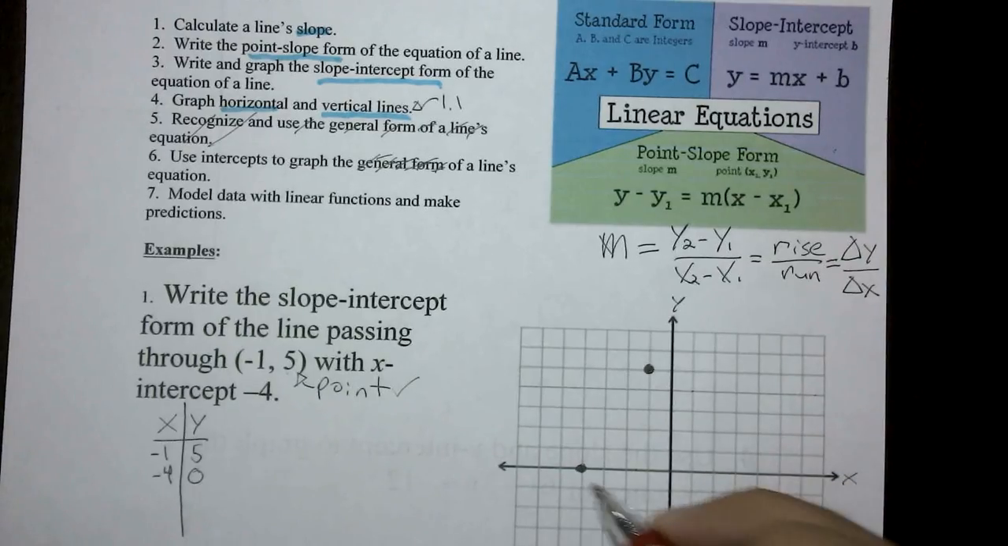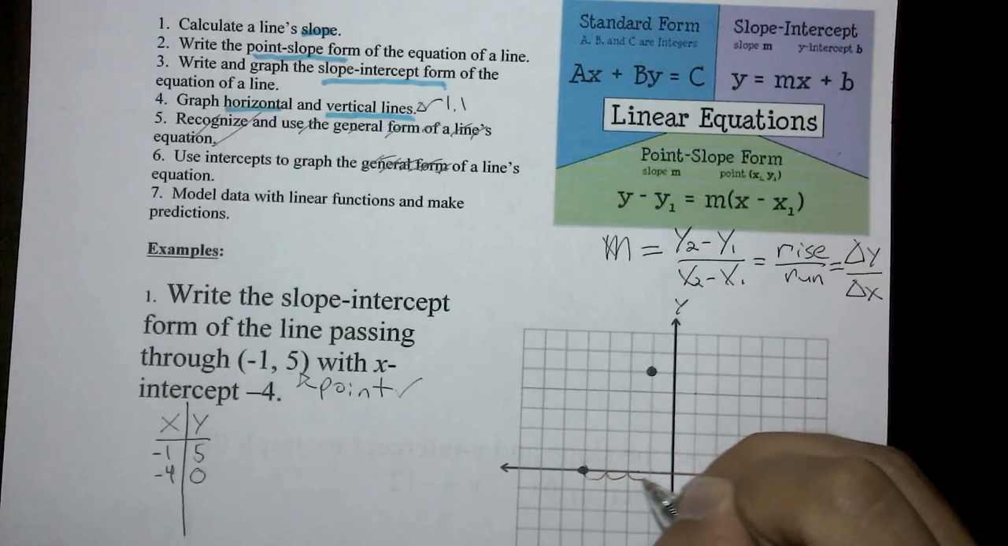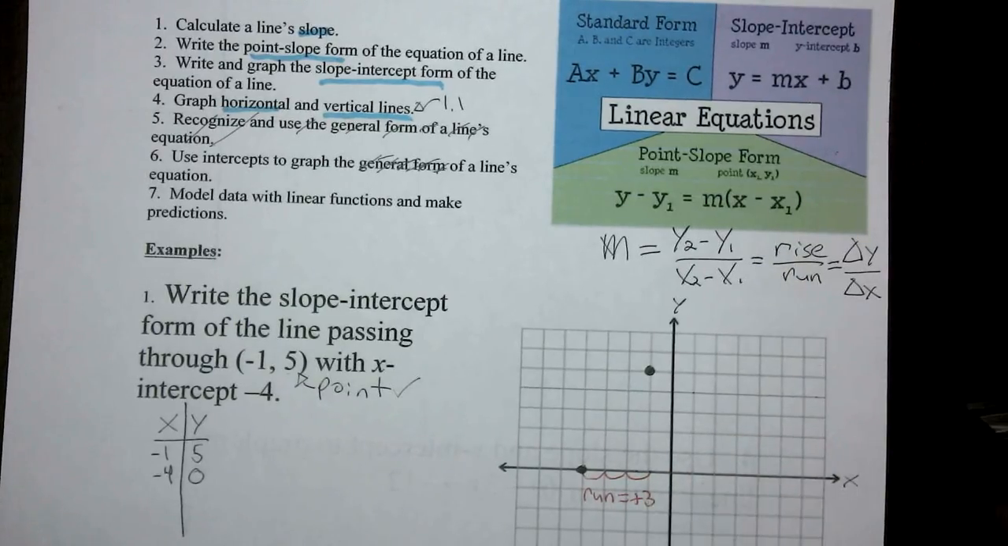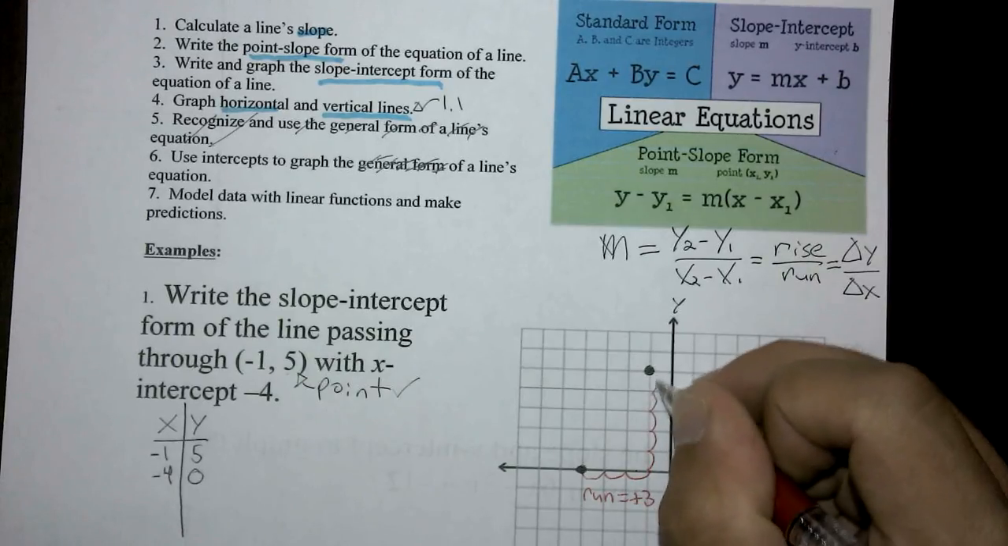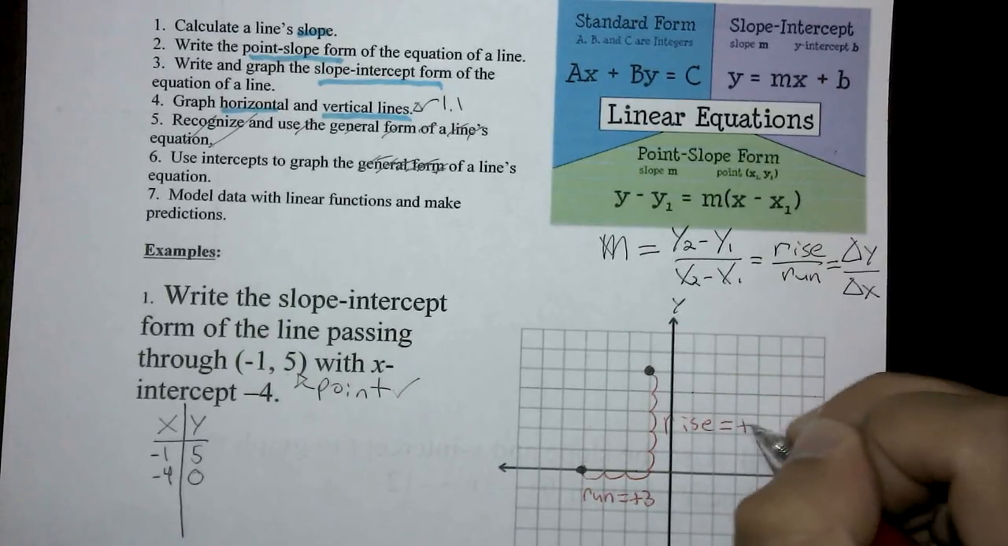So if I start at the x-intercept point of -4, 0, I'd start to run 1, 2, 3 units. So my run is +3. We start to rise 1, 2, 3, 4, 5. Our rise is +5.